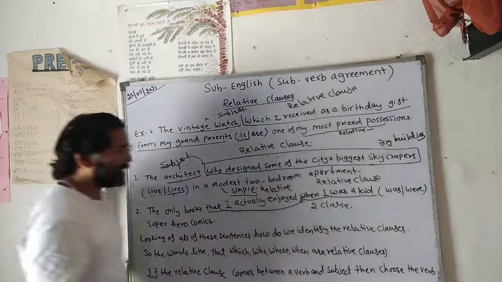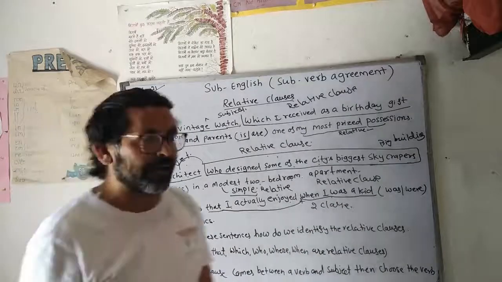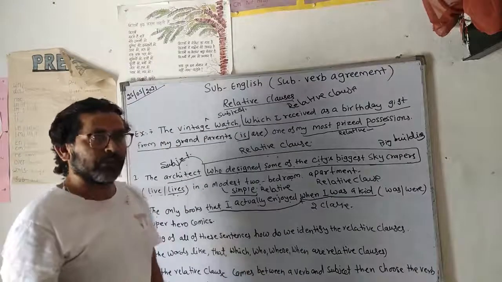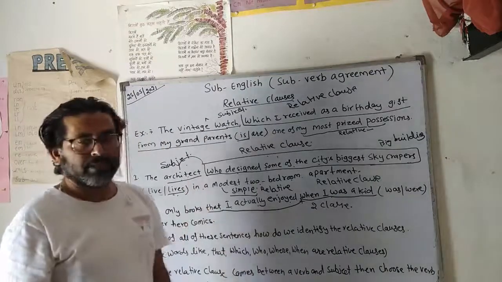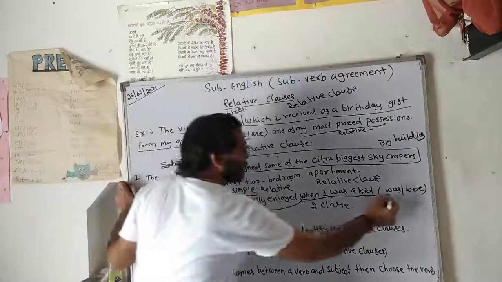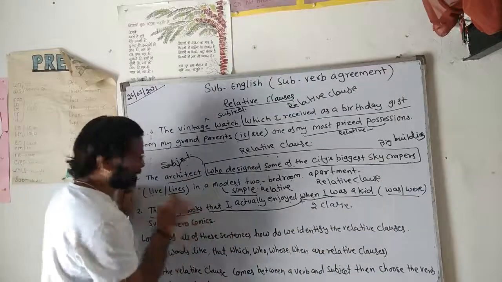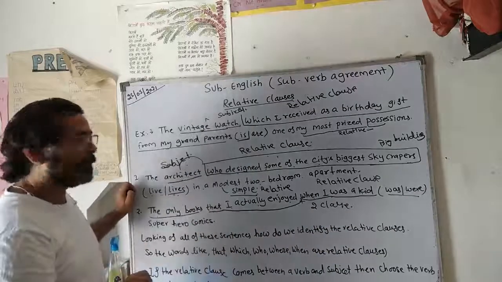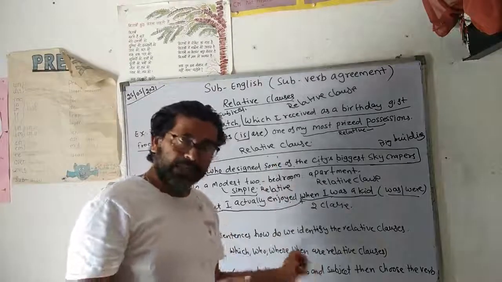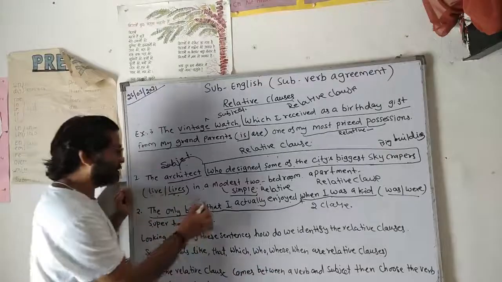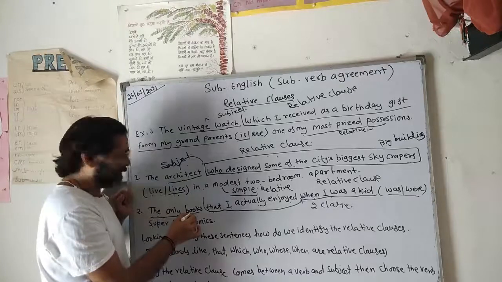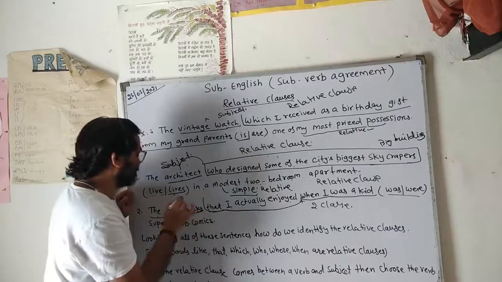So we need not worry about that. We can have more than one relative clause in one sentence. So don't worry about that. It doesn't create any problem. So again, the relative clauses are between the verb and the subject. So we have to choose the verb according to the subject, not according to the relative clause. And what is the subject? What are these relative clauses talking about? About the books. Yeah, and books is a plural subject.